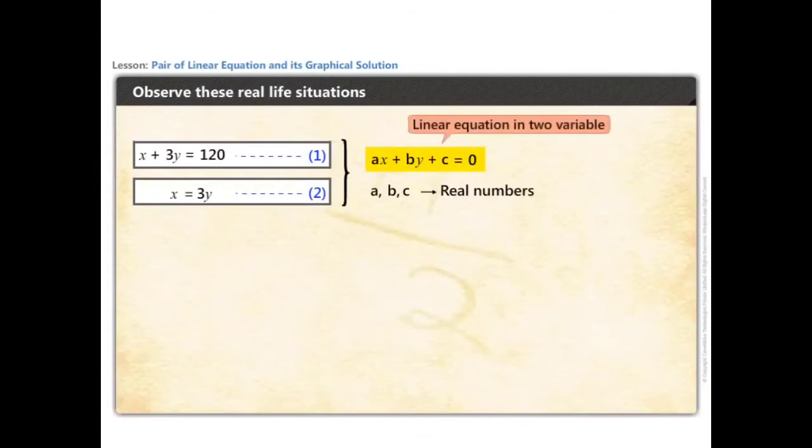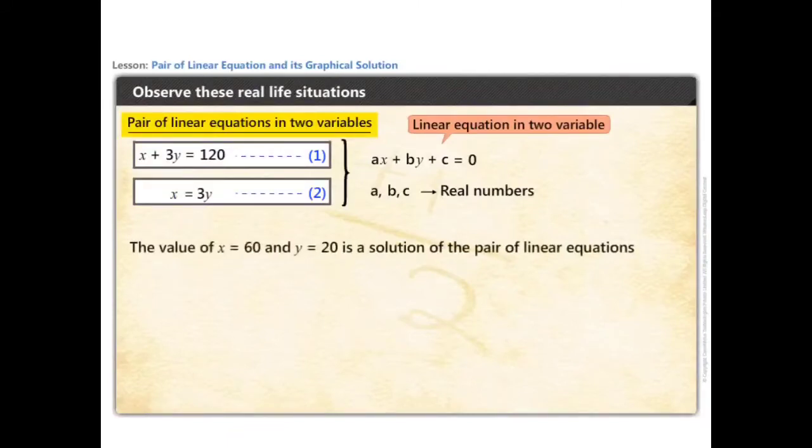Each of the equations 1 and 2 is of the form ax plus by plus c is equal to 0, where a, b and c are real numbers and a and b are not zeros. This equation is called a linear equation in two variables x and y. Since both the equations are in the same variables x and y, they are called a pair of linear equations in two variables. The value of x is equal to 60 and y is equal to 20 is a solution of the pair of linear equations.